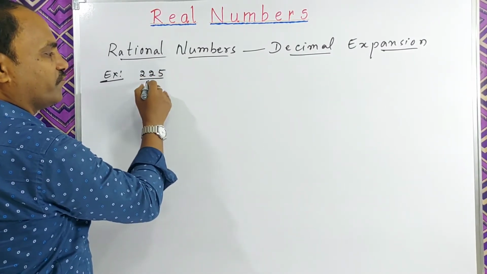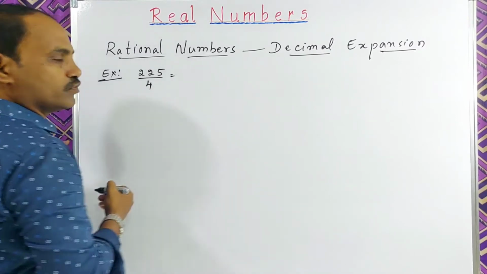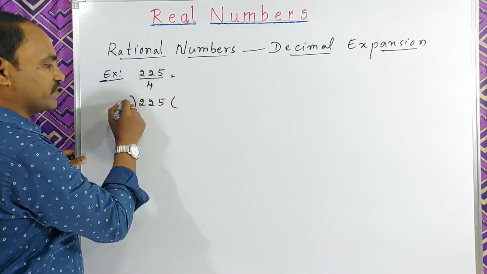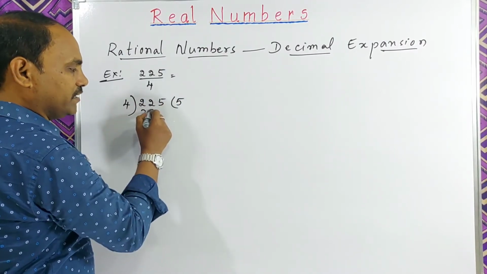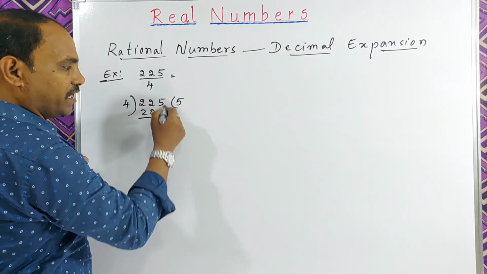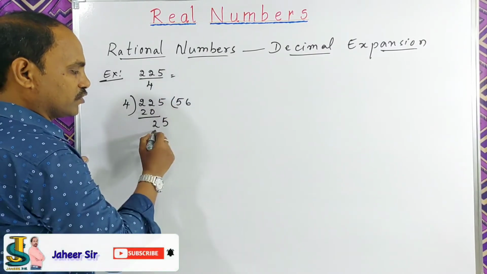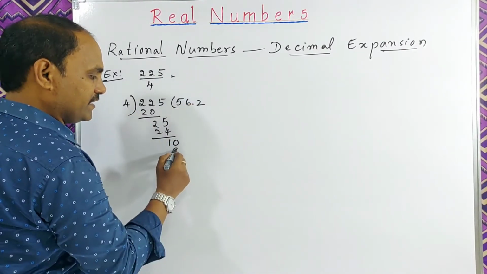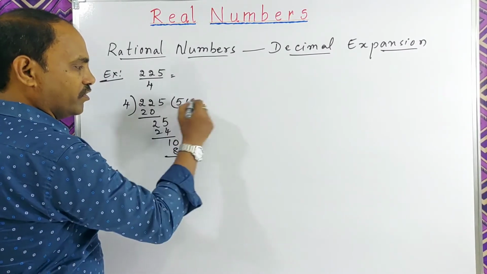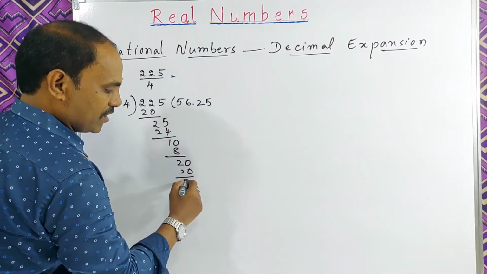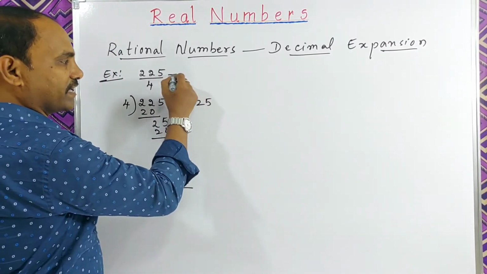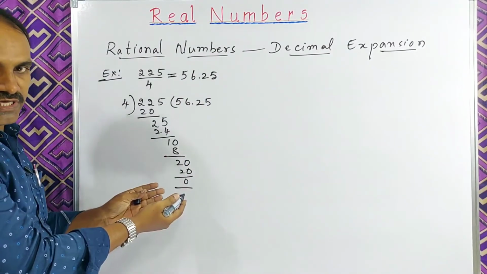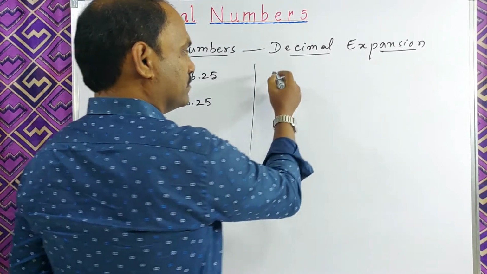Example: 225 by 4. What is the decimal expansion of 225 by 4? First we will divide 225 with 4. 4 5s are 20, 2, 5 down, next 4 6s are 24, 1, 0. 4 2s are 8, 2, 0. 4 5s are 20. Now the remainder is 0. This is our answer, 56.25. The remainder is 0 here.